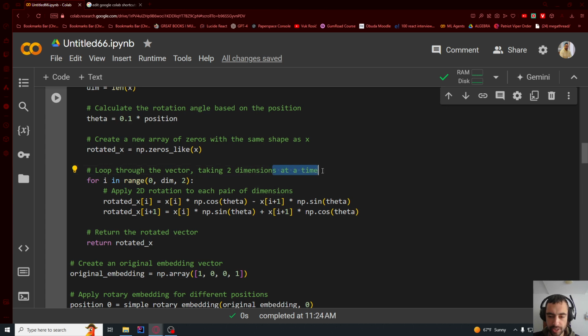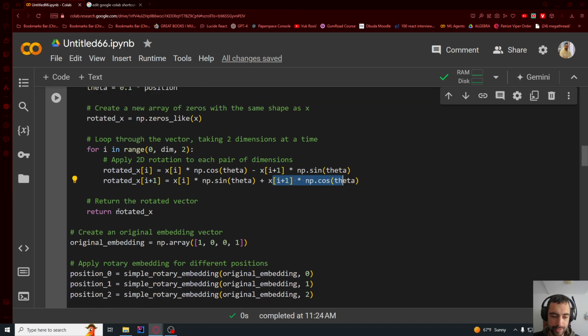Then we look through the vector, taking 2 dimensions at a time. So we will go from 0 to dim, which is 4, because it's 4 elements long, and then we will go 2 by 2. And we will just apply 2D rotation to each pair of dimensions. This is what I explained in the mathematics part. So we take the cosine minus sine, and then sine plus cosine. And this is how we get the rotated x vector. Now, we're going to do this 2 times because the length is 4, and we go 2 by 2. So this will execute 2 times. This is going to transform the first and second coordinates, and then the third and fourth coordinates. So it will rotate this vector like that.